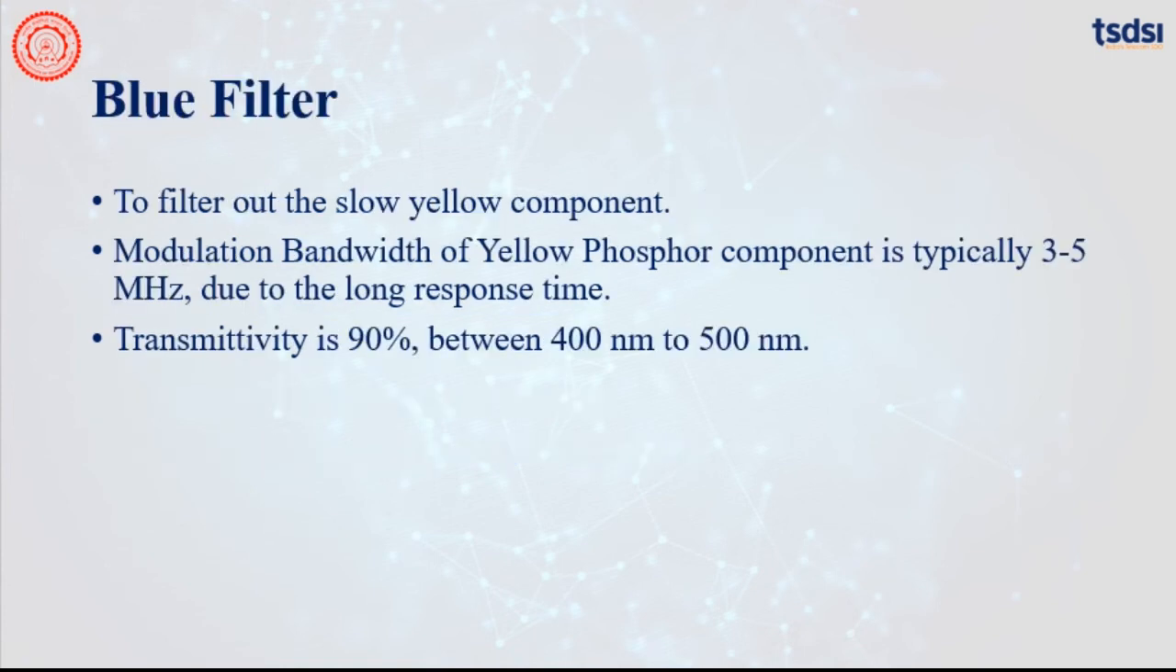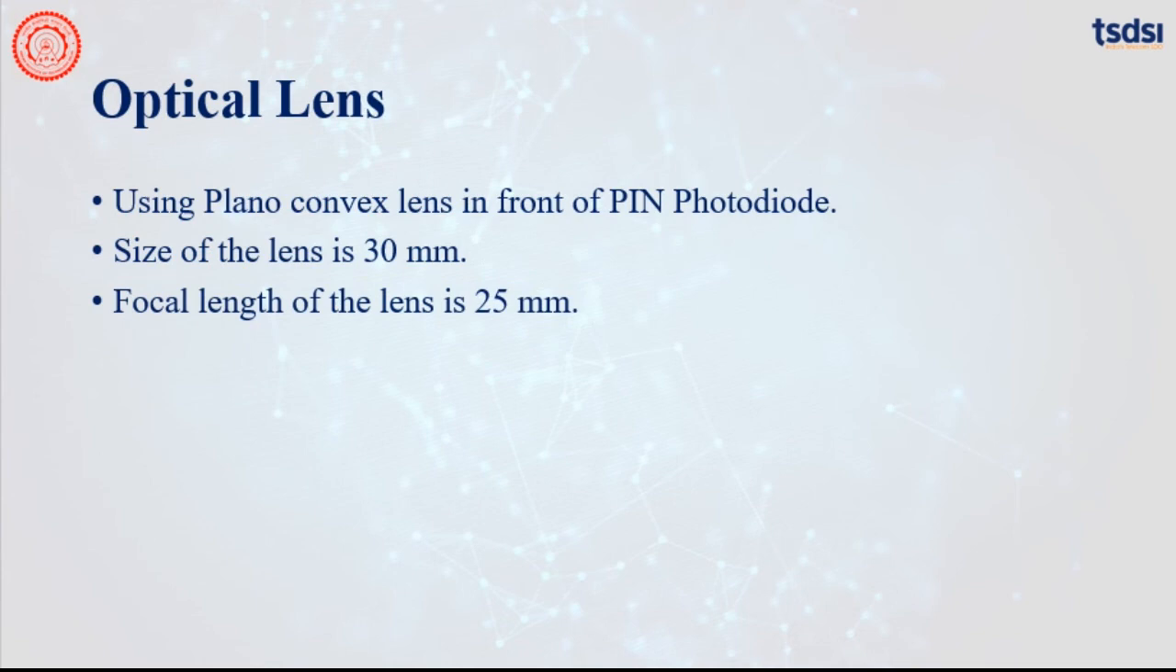Next is the blue filter. The blue filter is used for filtering out the slow yellow component and passing only blue light, because the modulation bandwidth of the yellow phosphor component is typically 3 to 5 MHz due to its long response time, which also limits the bandwidth of the LED. Here the transmittivity of blue light is 90% between 400 nanometer and 500 nanometer. After the blue filter, I am using an optical lens in front of the PIN photodiode, which is a plano-convex lens. The size of the lens is 30 mm and its focal length is 25 mm.